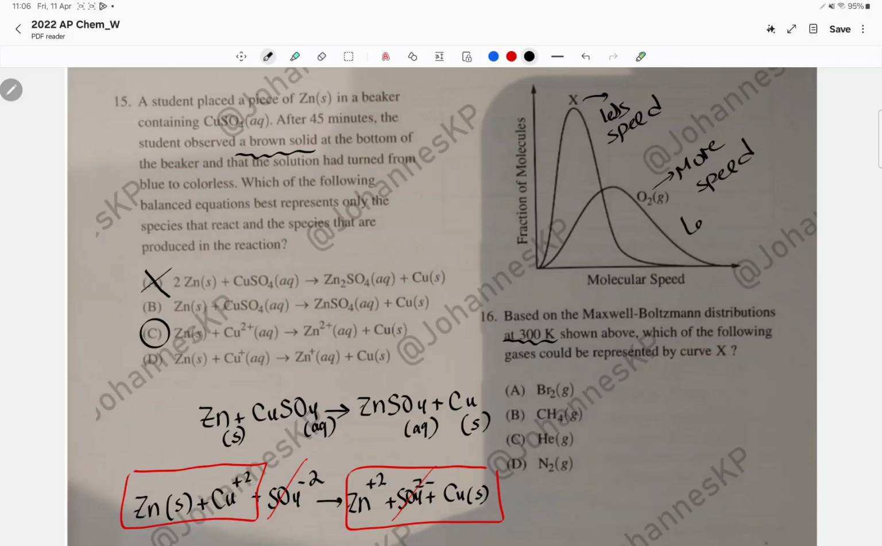It is lighter. It has less molar mass. So what's the molar mass of O2? 32. That means the molar mass of X has to be more than 32. And CH4 is 16, He is 4, N2 is 28. It has to be A, because Br, I think, is 79.9 times 2. That's much heavier than 32. Okay.